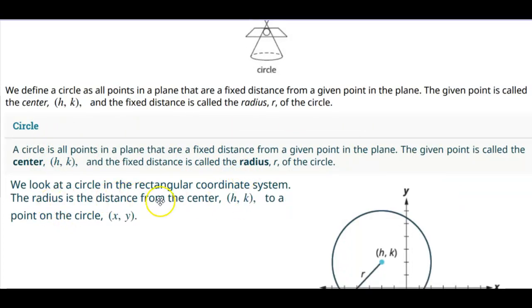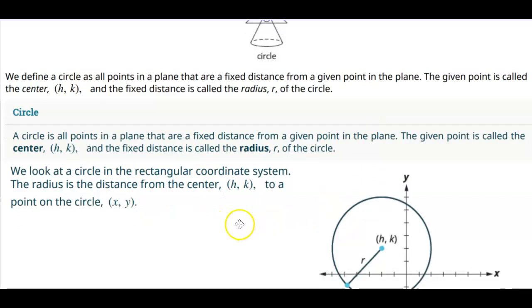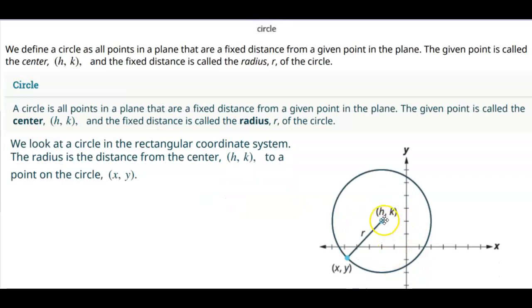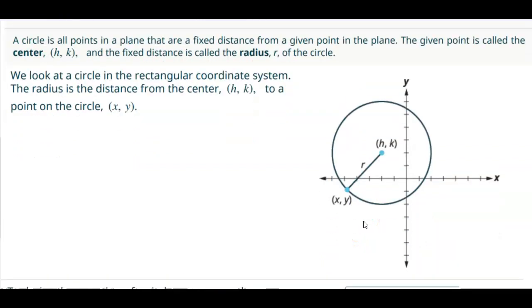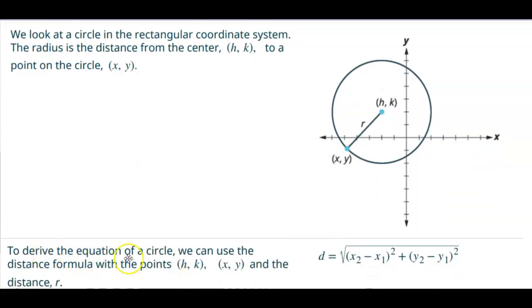Now, if we look at a circle in a rectangular coordinate system, the radius is the distance from the center. So here's the center of the circle, and the center of the circle has an x-coordinate of h and a y-coordinate of k. And then it connects to the point on the circle, and therefore the distance from the center of the circle to this point here, (x, y), is called the radius. Now, to derive the equation of a circle, we can use the distance formula with the points (h, k), (x, y), and the distance r.